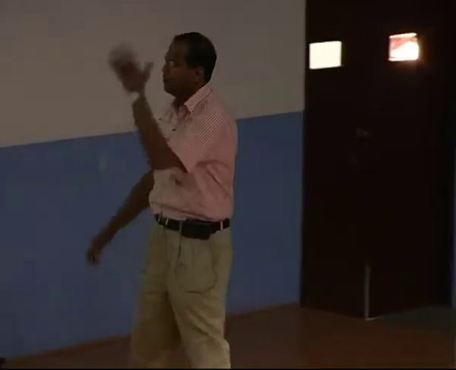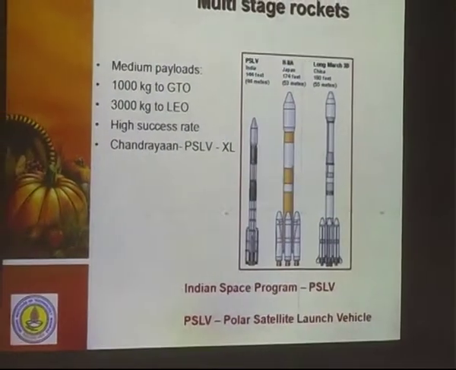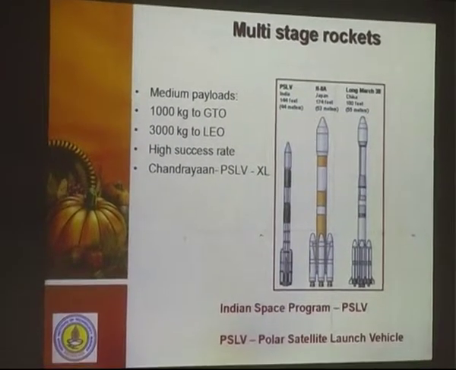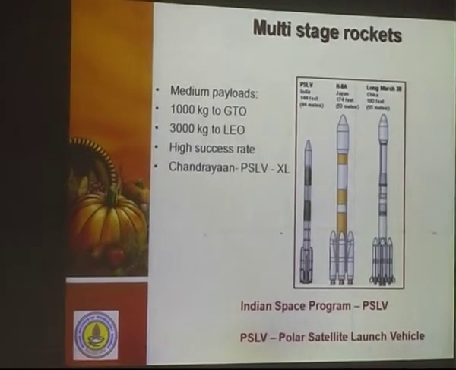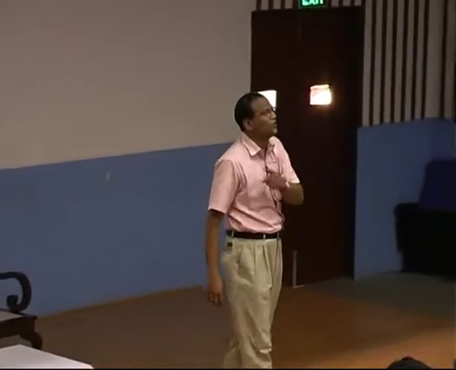I can talk to you about orbital mechanics for 1 or 2 hours. Okay. Multi-stage rocket. So you do it in stages so that you are able to accomplish this. So medium payloads: 1000 kgs to geosynchronous transfer orbit, that is GTO, and 3000 kgs to a low Earth orbit. So the Indian space program has the PSLV, the Polar Satellite Launch Vehicle, which can launch satellites into the low Earth orbit, which I told you can be typically 300 to 1000 kilometers in height. We had very good success. The Chandrayaan was also launched using a PSLV XL. Yeah. So now, next slide.